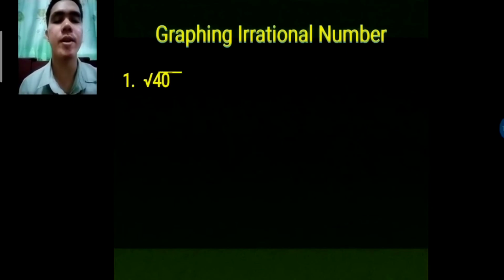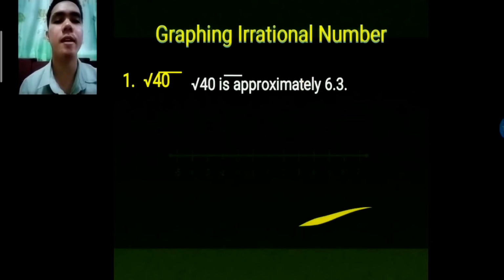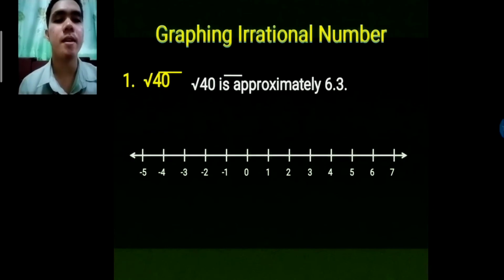How about this one? Square root of 40. Since square root of 40 is approximately 6.3, we have this part between 6 and 7 but closer to 6. So closer to 6, 6.3 or the square root of 40.